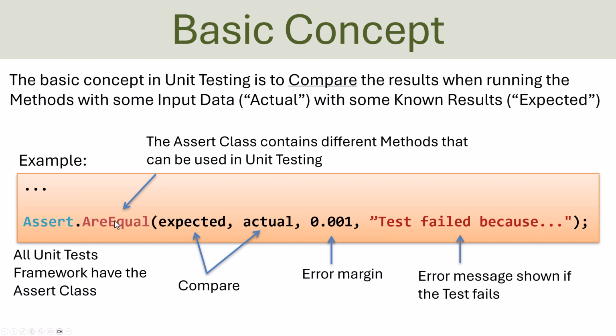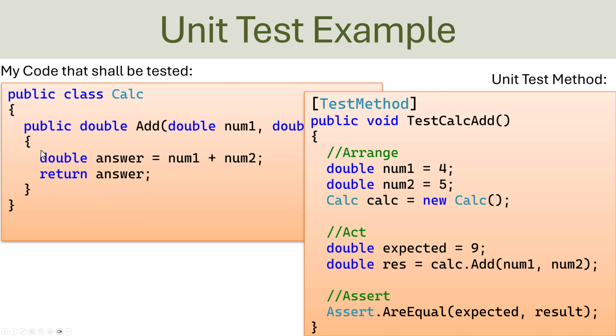So here you see a basic example that we will create later. So here is our calculator application, which contains a method called just Add in this case. And the input is just two numbers, and then it adds these two numbers and returns the answer. And then the answer is presented in the graphical user interface. And in order to test that method, we could create the following test method.